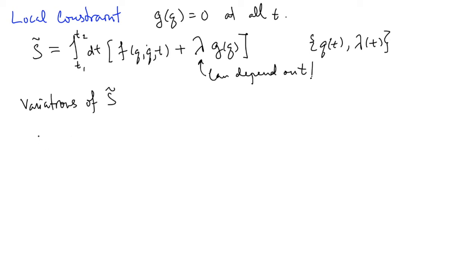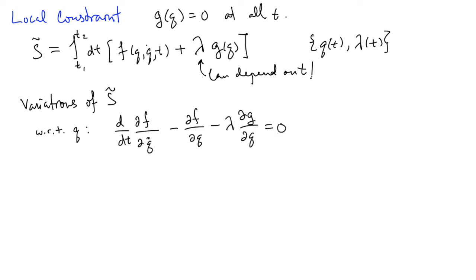And we're going to do it with respect to q. Okay, and when we do it with respect to q, we're going to get something that looks very similar to what we had before. d/dt of partial f, partial q dot, minus partial f, partial q, minus lambda, partial g, partial q, equals 0. So this looks identical to what we had before, except remember, lambda can now depend on time.